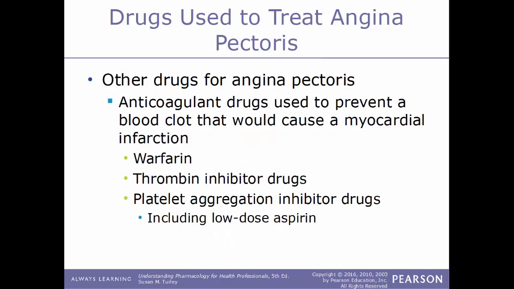Some other drugs that are used to treat angina pectoris are anticoagulant drugs. These are used to prevent a blood clot that would cause a myocardial infarction. Some examples would include warfarin or thrombin inhibitor drugs or platelet aggregation inhibitor drugs. That would include a low-dose aspirin, an 81 milligram dose of aspirin.